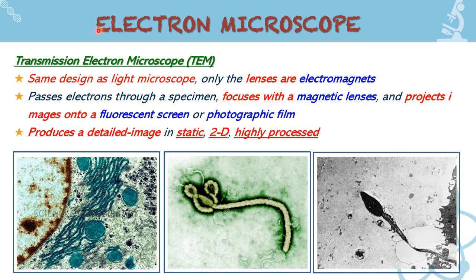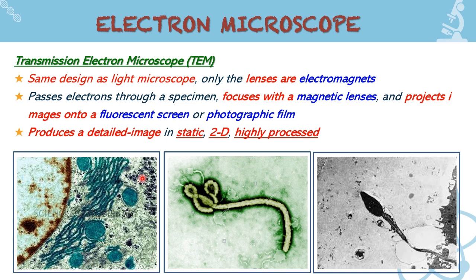Okay, so let's discuss the first type of electron microscope, which is the transmission electron microscope, or TEM. The TEM has the same design as the light microscope, except that the lenses are electromagnets. This microscope passes electrons, not light, through a specimen, and it focuses them with the magnetic lenses and projects the image onto a fluorescent screen or a photographic film, and it will produce a detailed image that is static, 2D, and highly processed.